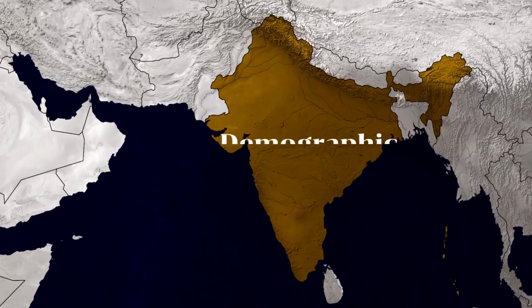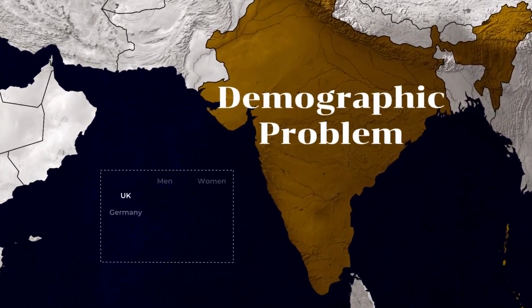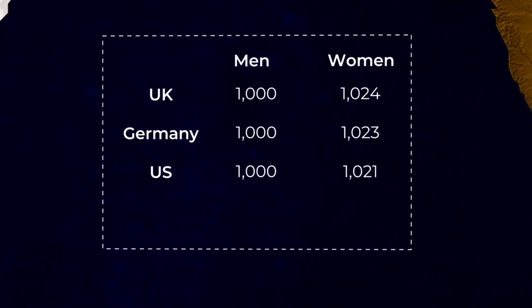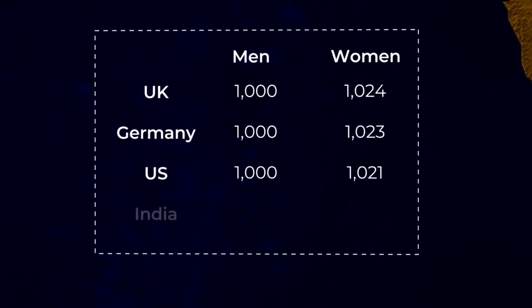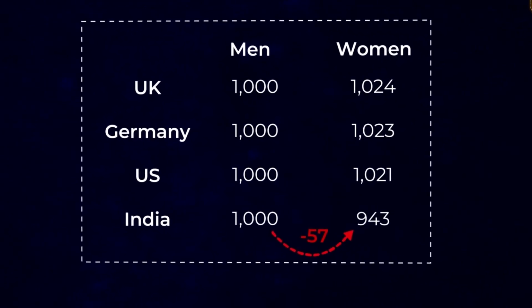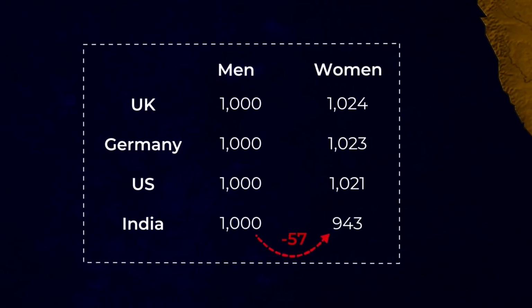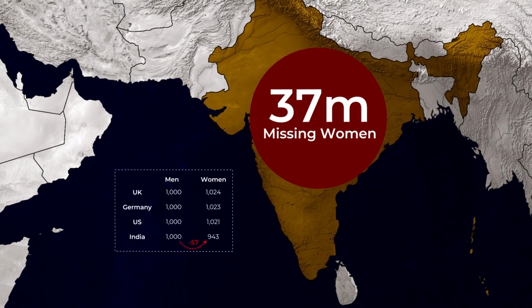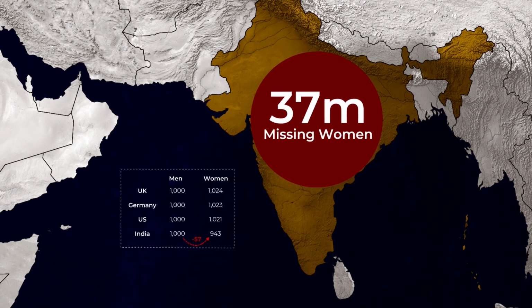India has a demographic problem. Typically, nations have a roughly equal number of men and women in the population. But in India today, for every 1,000 men, 57 women are missing from the data. Scale that up, and nearly 37 million women are missing from India's population.